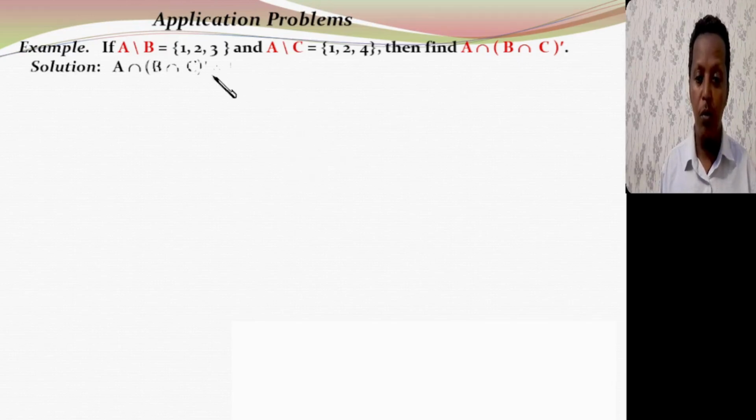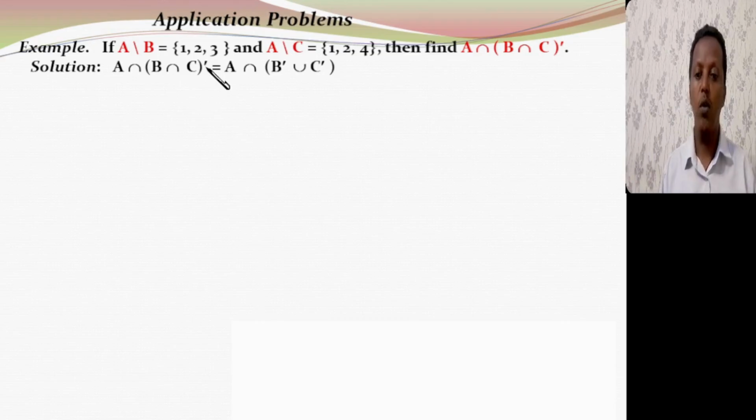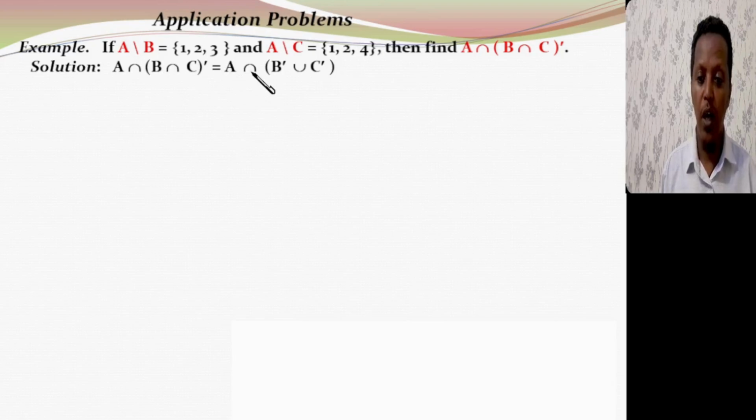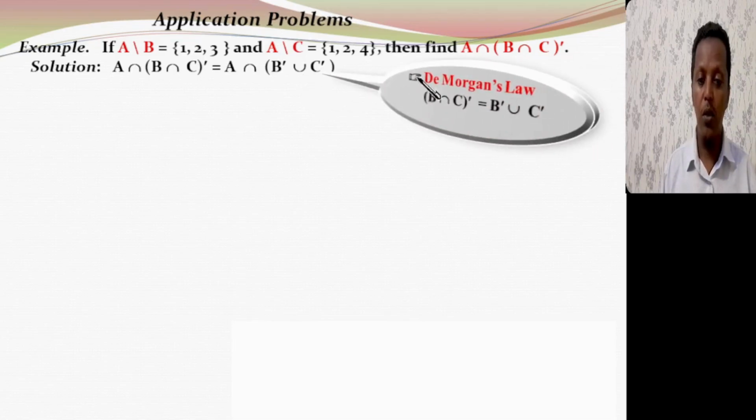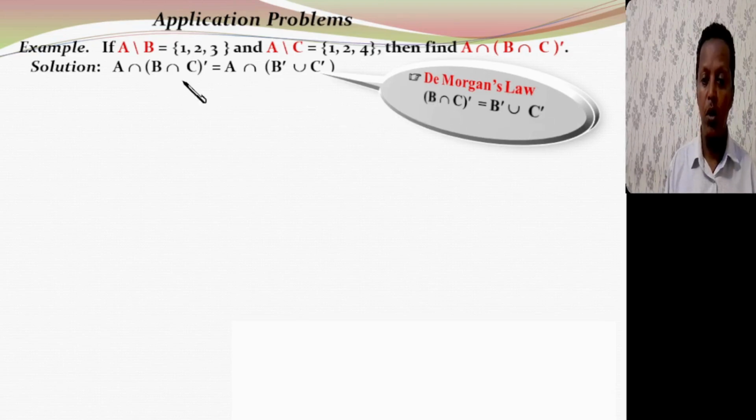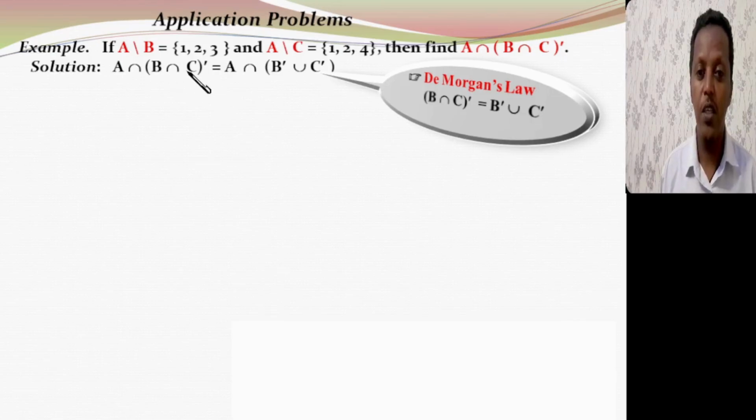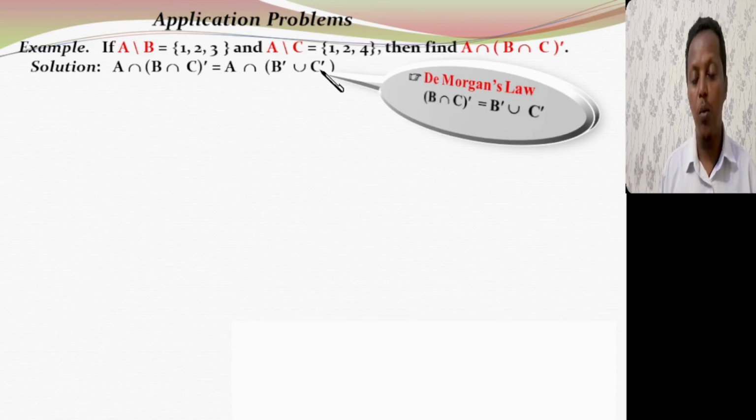So let's start from A intersection (B intersection C) complement. This equals A intersection (B complement union C complement). Remember De Morgan's law? (B intersection C) complement will be what? B complement union C complement. So from De Morgan's law, we can change (B intersection C) complement into B complement union C complement.